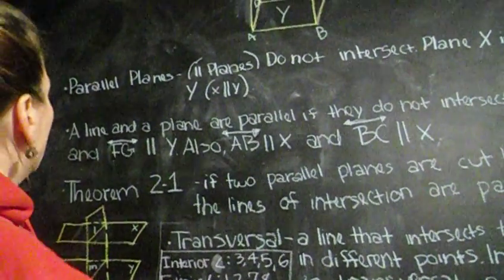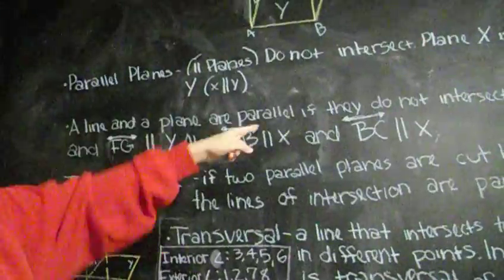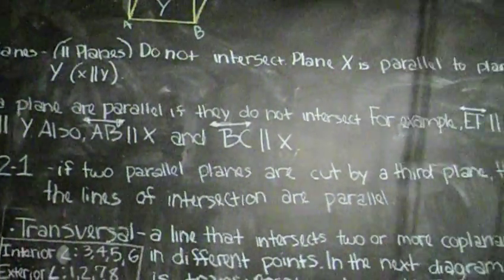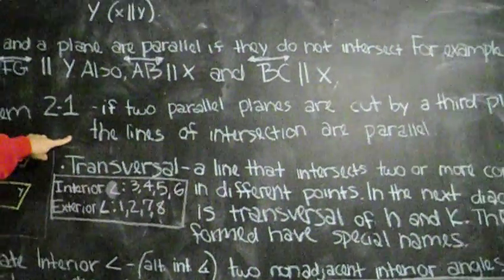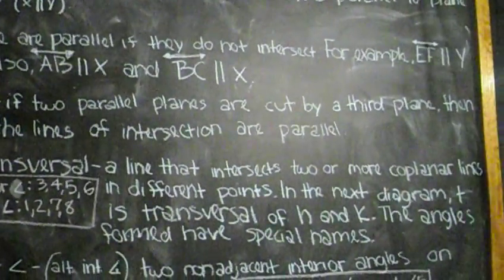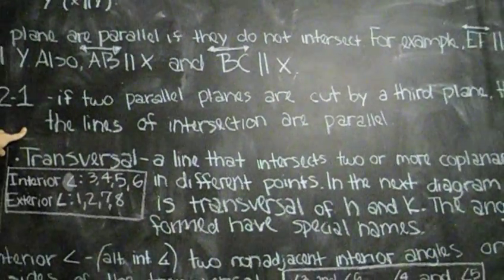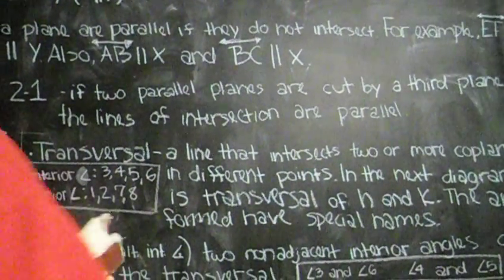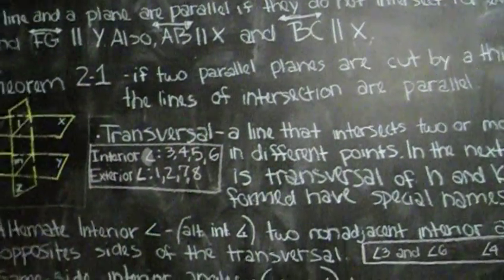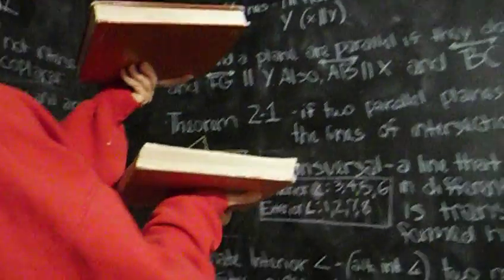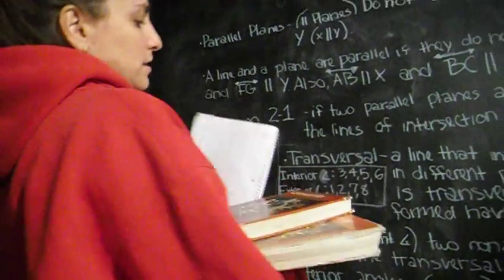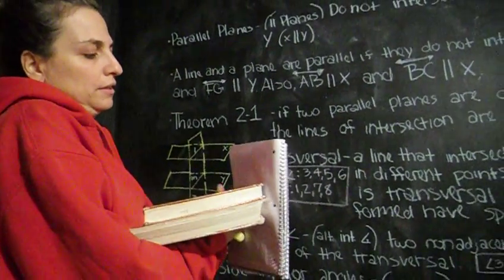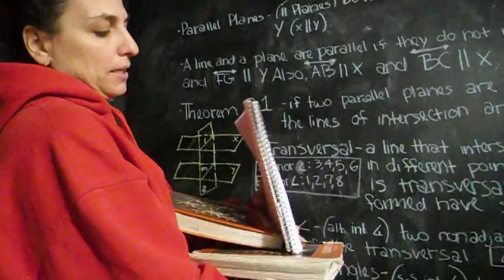Okay, a line and a plane are parallel if they don't intersect, and I just gave you that example. Okay, so then we're going to get into theorem 2.1. If 2 parallel planes are cut by a third plane, then the lines of intersection are parallel. So if you have 2 parallel planes, I'll use these 2 books again, like this, and then it's cut by a third plane, like this, so you have this plane cutting into this plane.